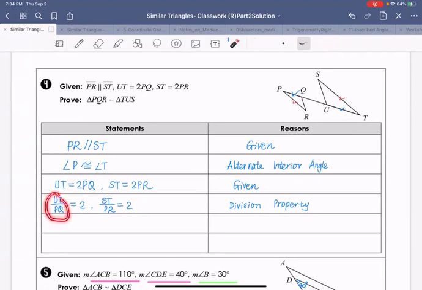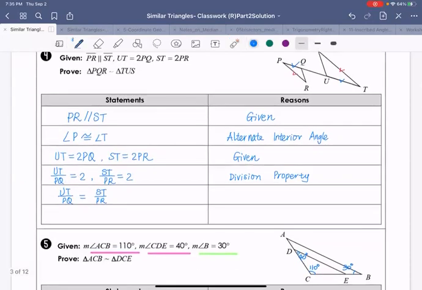Next. UT over PQ equals ST over PR, a ratio. Correct. Yeah. This guy and this guy are the same, so I make this equal. What do we put here? Start with letter T. Transitive. Excellent. That's it.